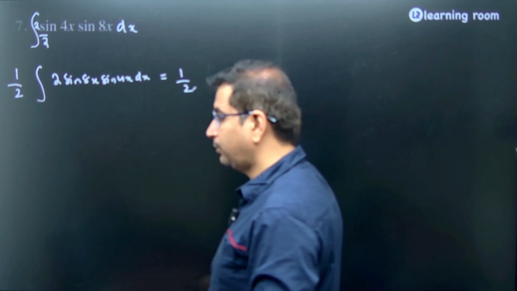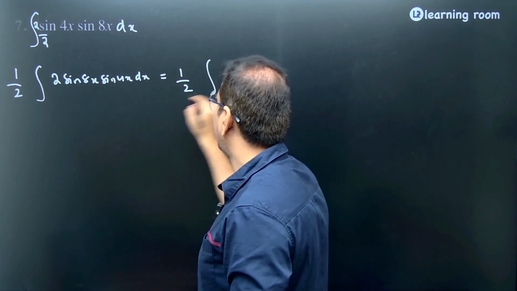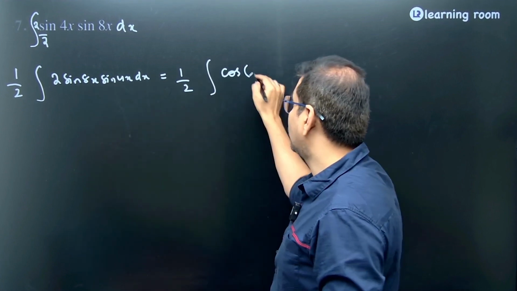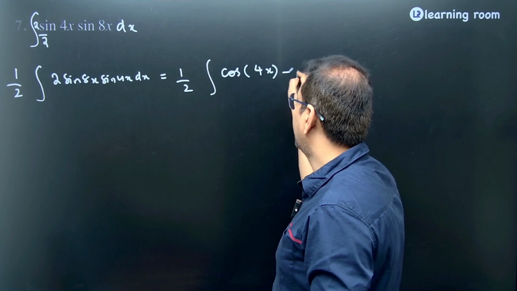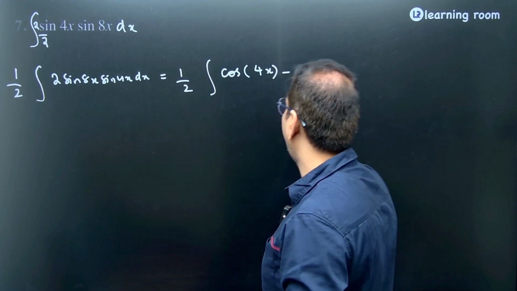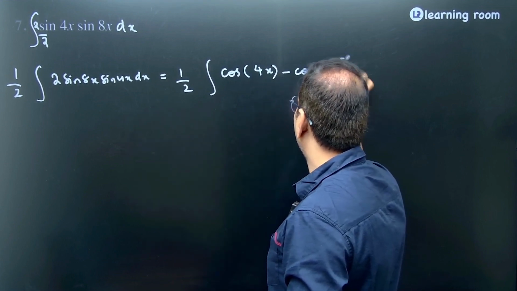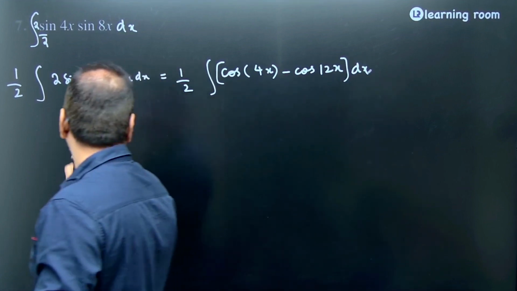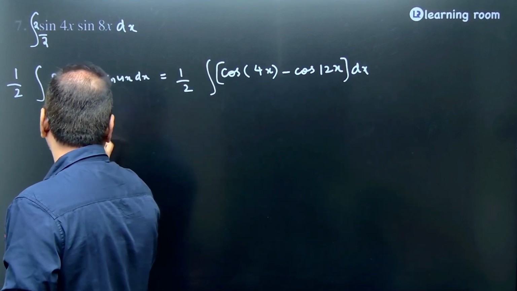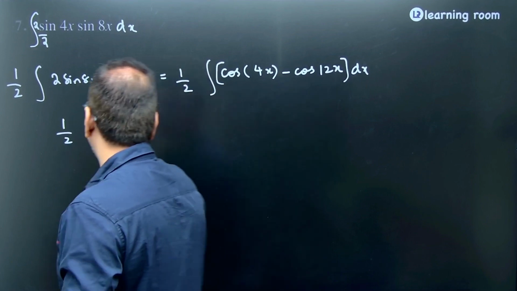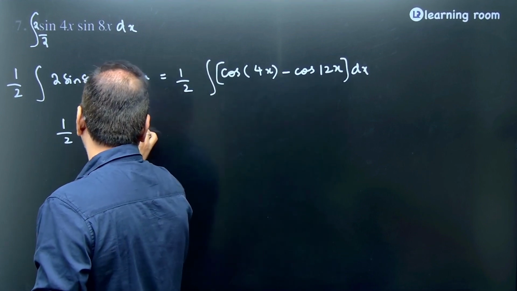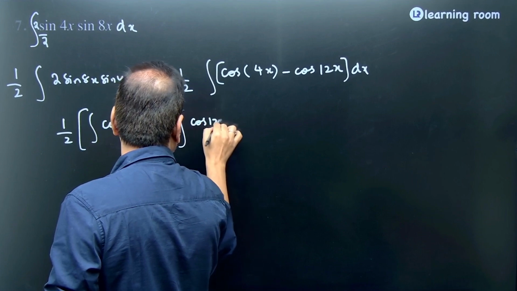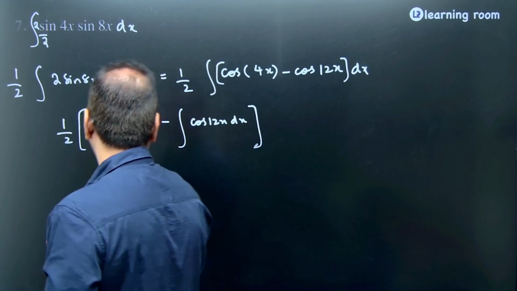So it is going to be half of the integral of, I can write it as cos of a minus b minus cos of a plus b, times dx. So this will basically be half of the integral of cos 4x dx minus the integral of cos 12x dx.